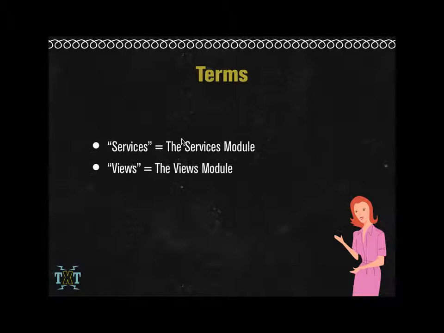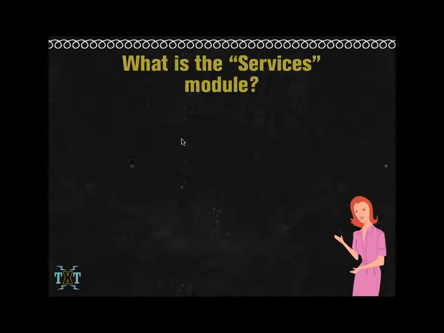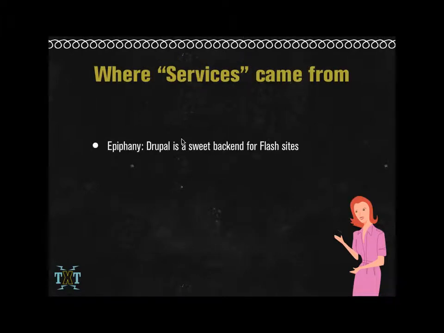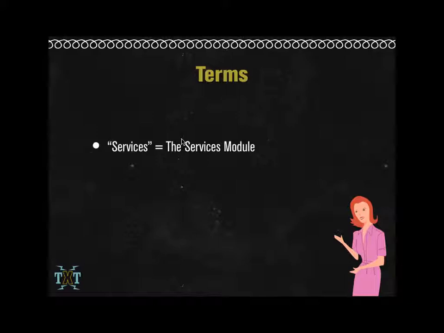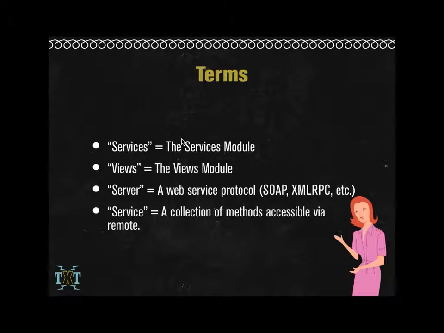Some of the terms I'm going to use. When I say services, I'm talking about the services module. Views, who doesn't know what views is? Good, okay. Server, when I say server, I'm talking not about a hardware machine, but about things like SOAP, XMLRPC, etc. I tend to say that a lot, so I just want to be clear. A service is a collection of methods that are accessible remotely. We'll get into that.